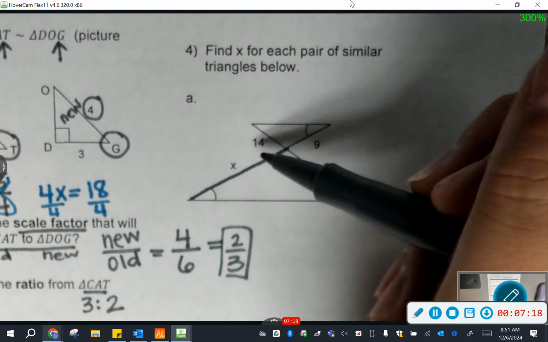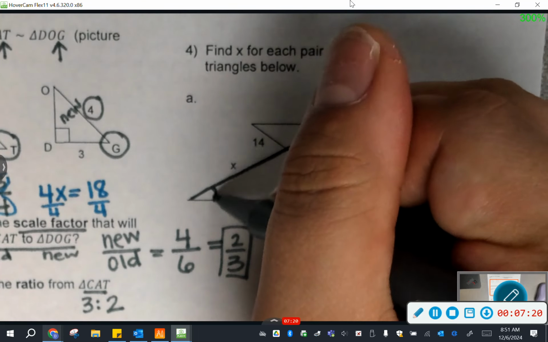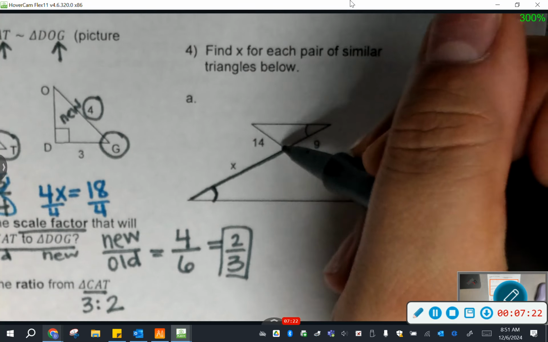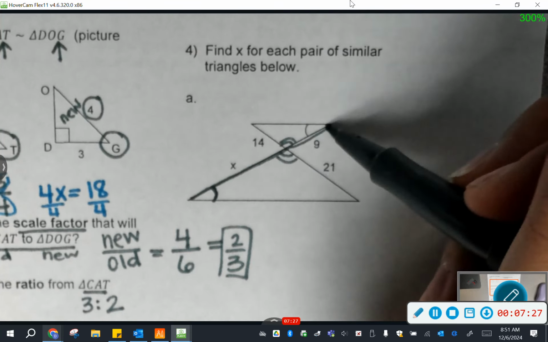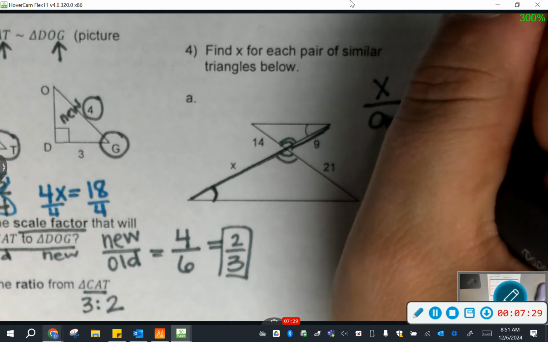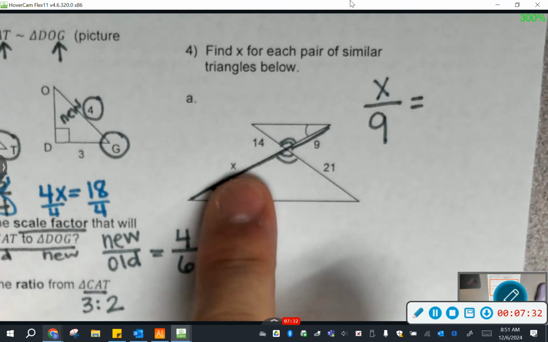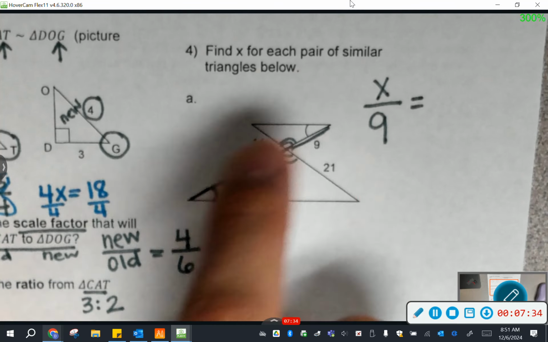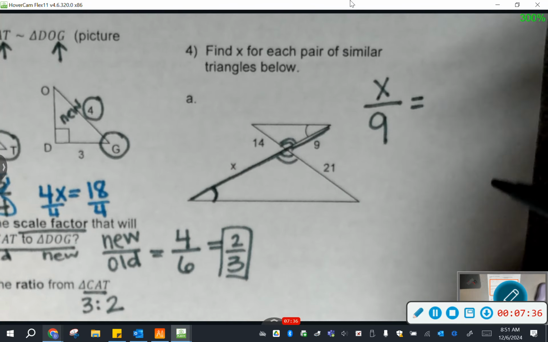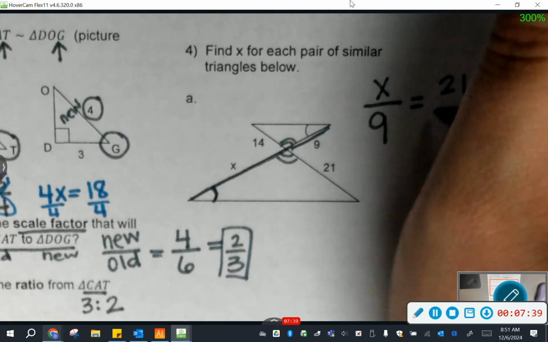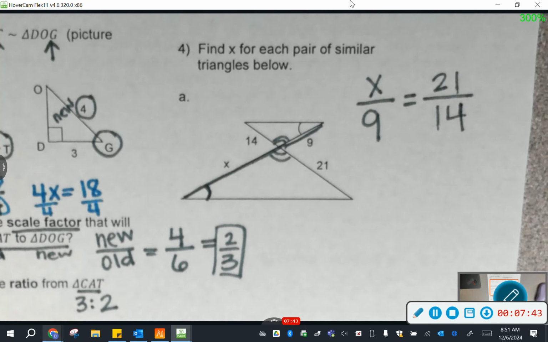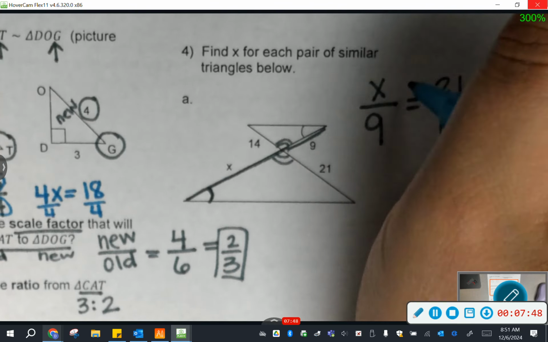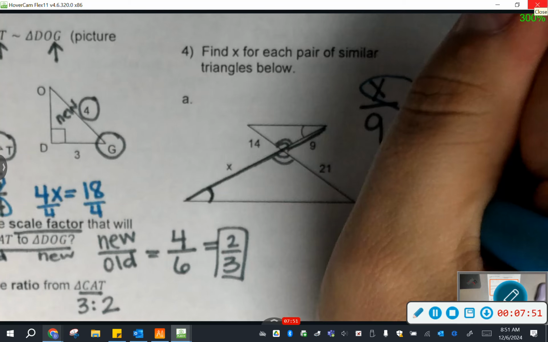Let me just do a line right here. We can't do that because X has this angle and they also have vertical angles, by the way. So because of that, it goes with 9. So I'm going to do X/9 equals, if I do X/9, what does the other side have to be? We have to start with 21/14. So X/9 equals 21/14. We are going to cross multiply.